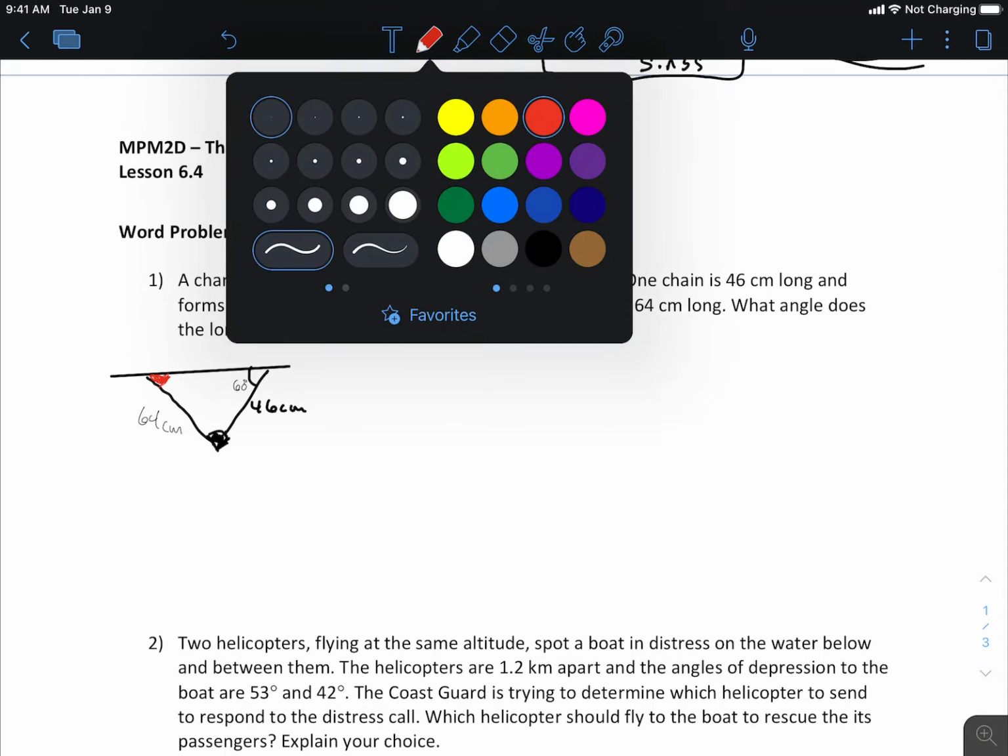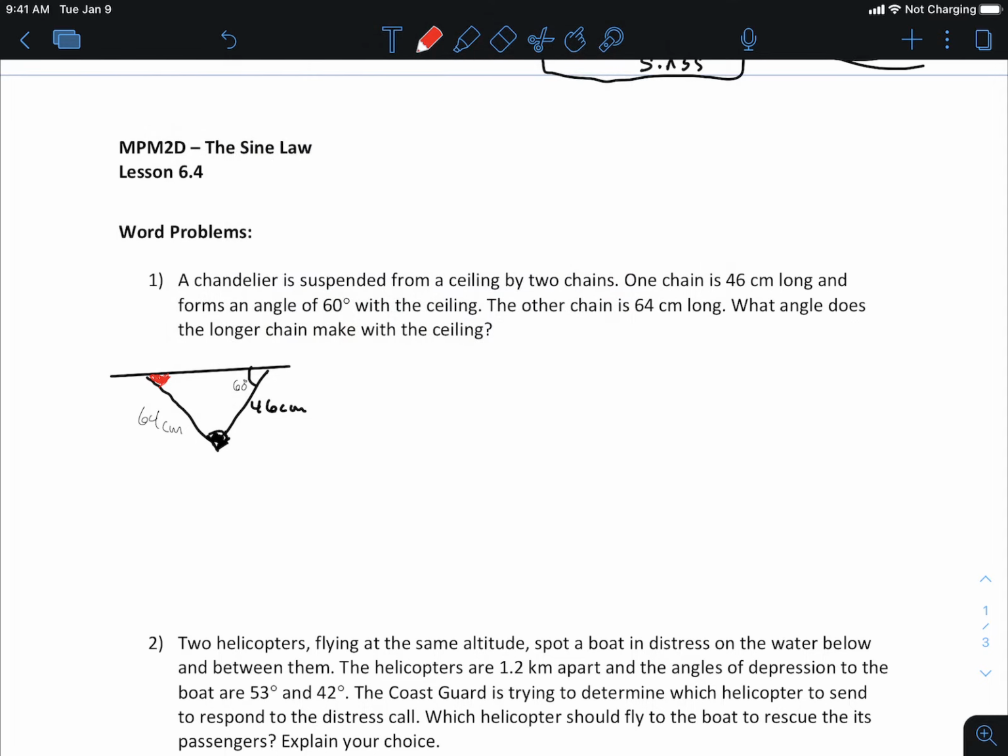So you can go ahead. We can label this triangle. We can label it ABC, that's fine. Okay? So I'm just going to say A is here, B is here, and C. Oh, C for chandelier. Look at how well that worked out. Okay? C is up here, little c. Little a is the 46, and little b is the 64.